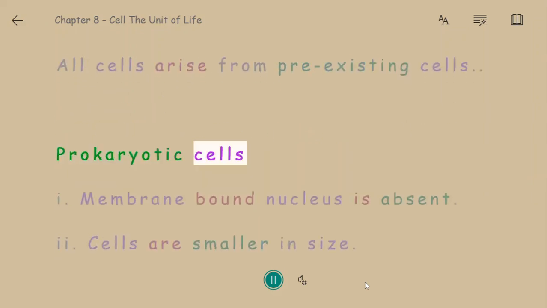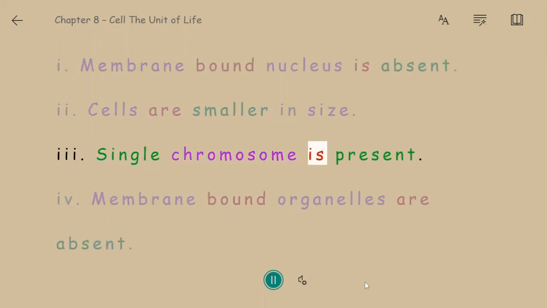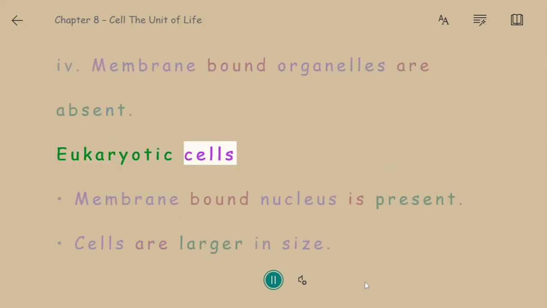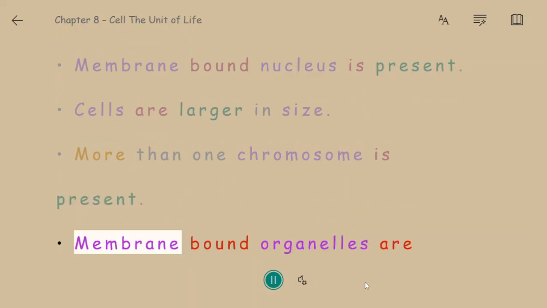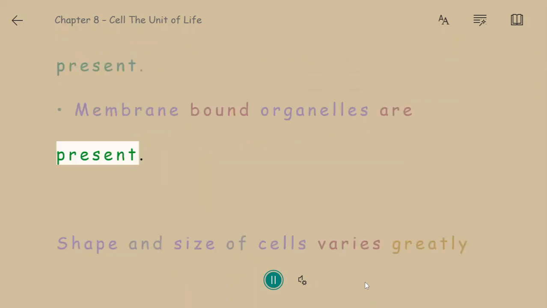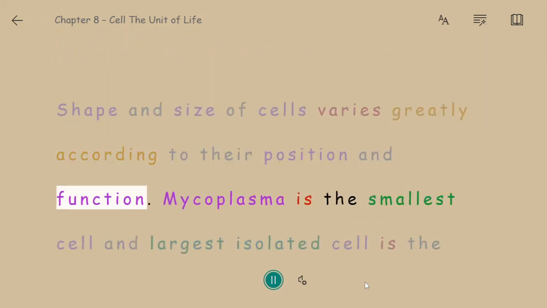Prokaryotic cells. 1. Membrane-bound nucleus is absent. 2. Cells are smaller in size. 3. Single chromosome is present. 4. Membrane-bound organelles are absent. Eukaryotic cells. Membrane-bound nucleus is present. Cells are larger in size. More than one chromosome is present. Membrane-bound organelles are present. Shape and size of cells varies greatly according to their position and function.